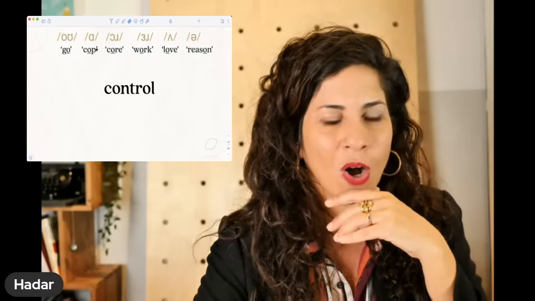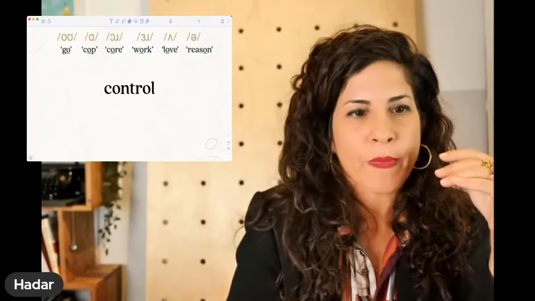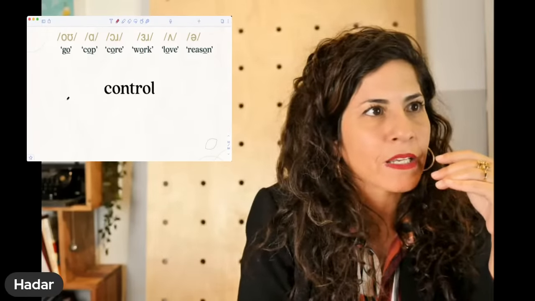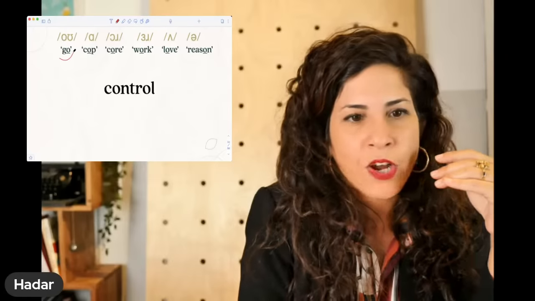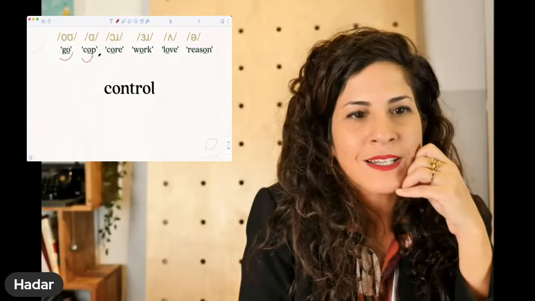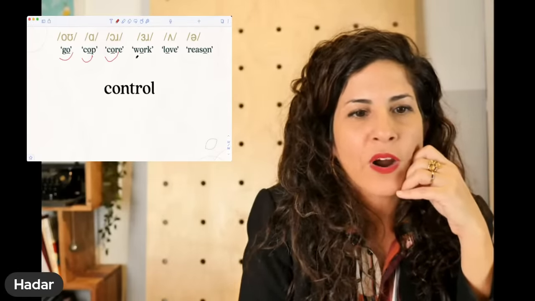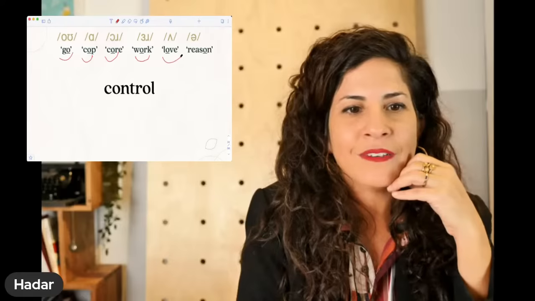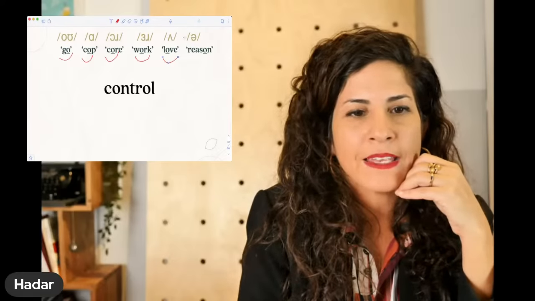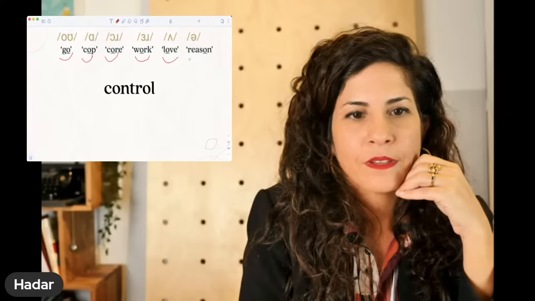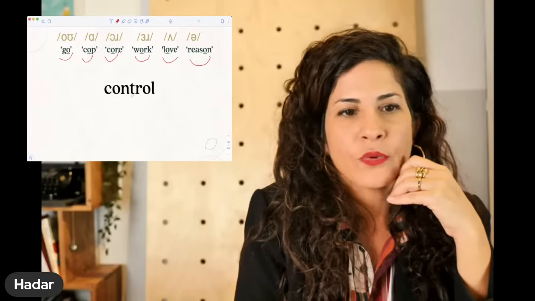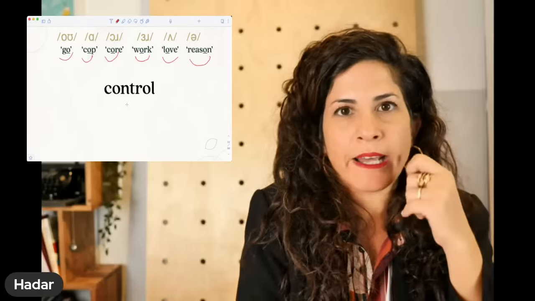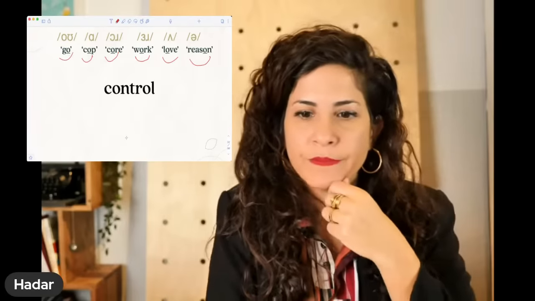So I put all the different sounds up here so you can remember. I see that the gold is not that clear. Let me make it clearer. So we have the O as in go, A as in cop, OR as in for, ER as in work, the cup sound as in love, oops, and schwa, like in reason. So here we have two O's. Say this word out loud.